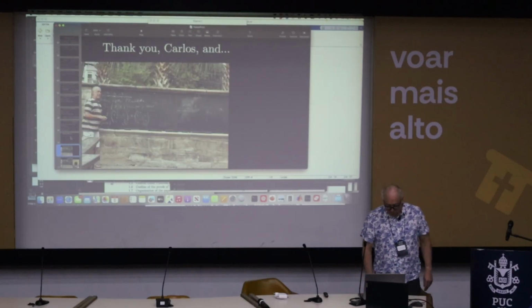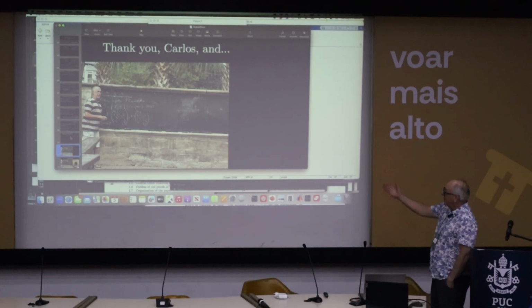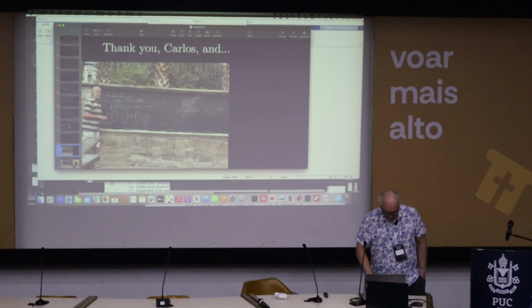And I'll start with just one photo. Carlos visited us in Tulane, and here is Carlos giving a lecture. You can see the Toda lattice kind of in the background there. And then there may be another picture at the end, okay?